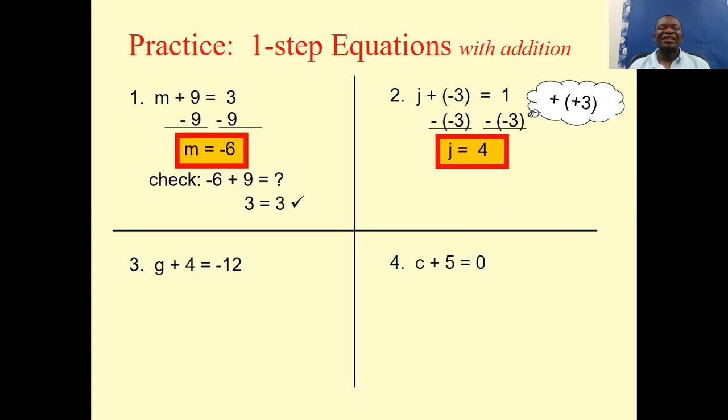Let's check our equation again. We check by substituting the value of 4 into our original equation. 4 plus negative 3 gives us 1. Question 3. j plus 4 equals negative 12. What do you do? Our variable is what? j. The operation is addition. The inverse of addition is subtraction. So you subtract 4 from both the left-hand side and the right-hand side.